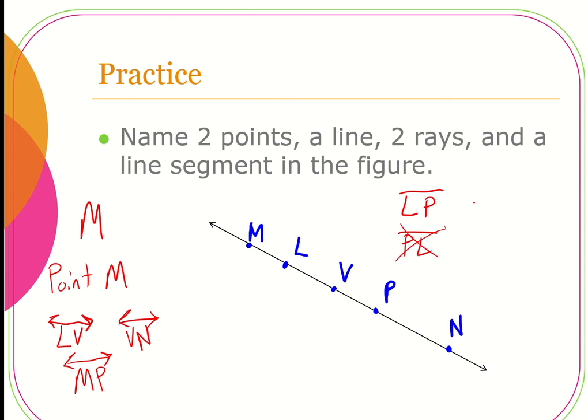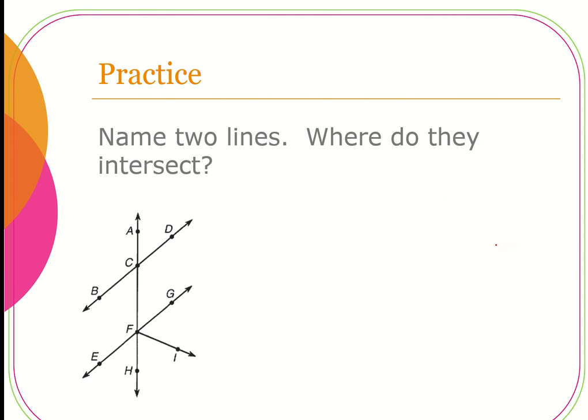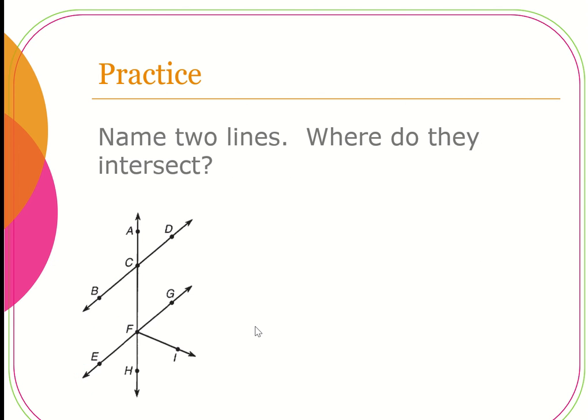So you might have said LP and, I don't know, LN. Or you might have said VM, whatever. All of these are okay. All of these are different line segments. There you go. A lot going on here. I know it looks like there's not much happening. There's actually a lot happening here.